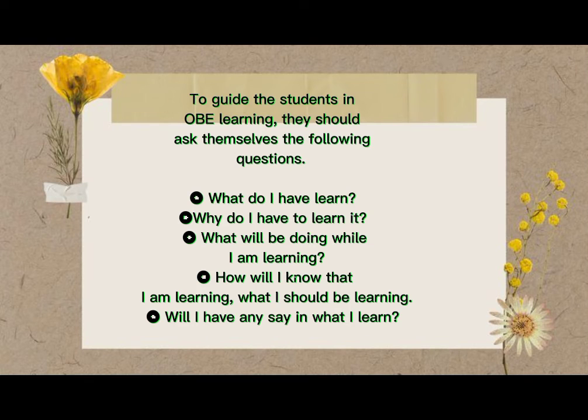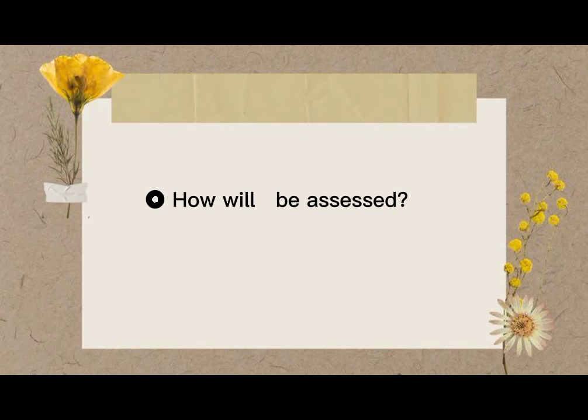To guide students in OBE learning, they should ask themselves the following questions. First, what have I learned? Second, why do I have to learn it? Third, what will I be doing while I am learning? Fourth, how will I know that I am learning what I should be learning? Fifth, will I have any say in what I learn? And the last one is, how will I be assessed?